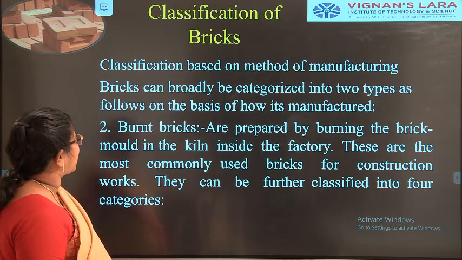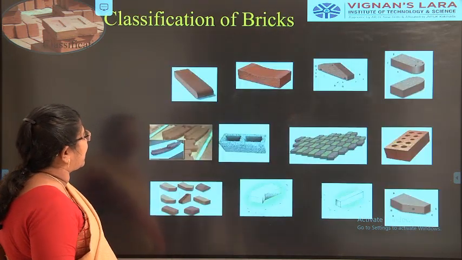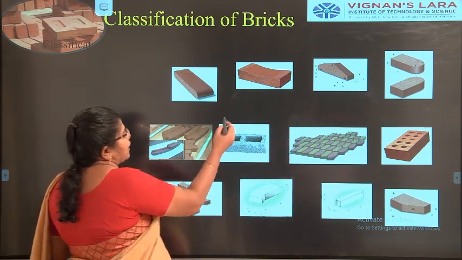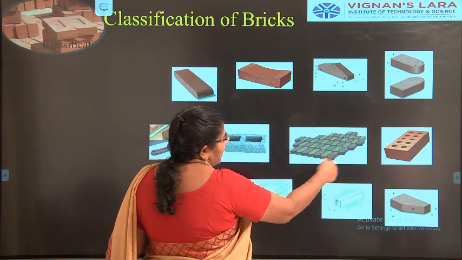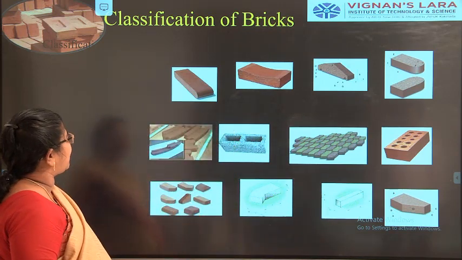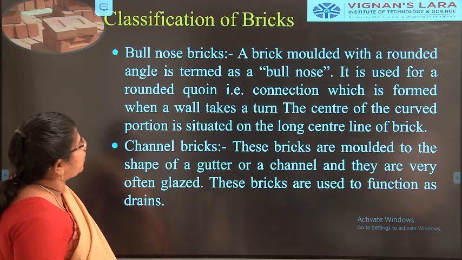The next one, these are some of the photos of the bricks. This is all underburnt bricks, you can see, and these are all dull burnt bricks. The next one we will be seeing is the bull nose bricks.